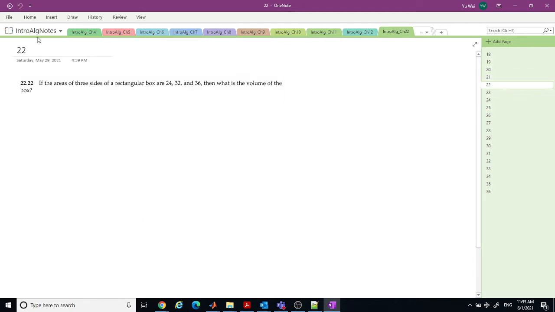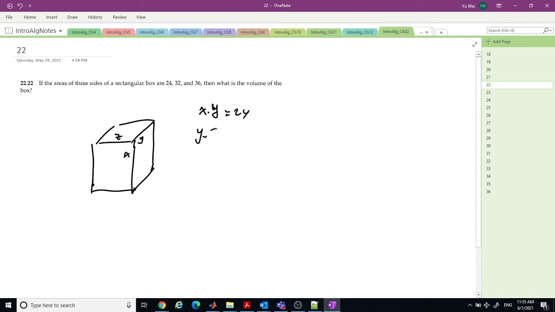Next, if the areas of the three sides of a rectangular box are these, we can see we have the three sides x, y, z. Their areas are x times y equals 24, y times z equals 32, and z times x equals 36. The question is asking for the volume, which is xyz.